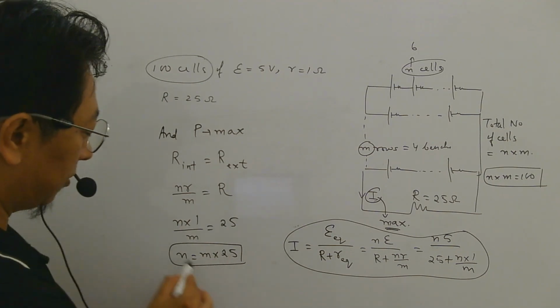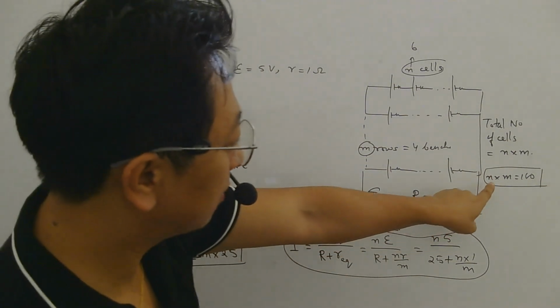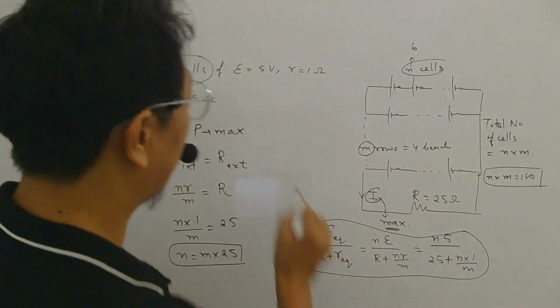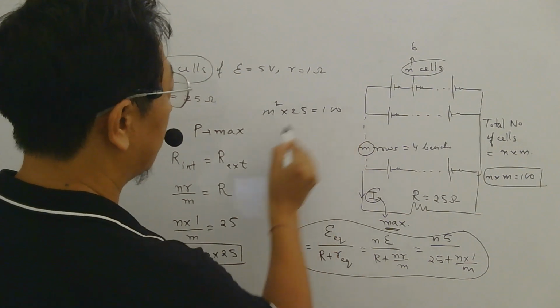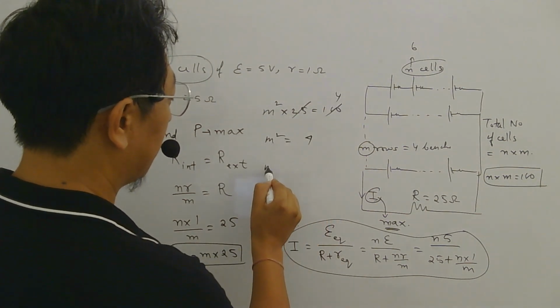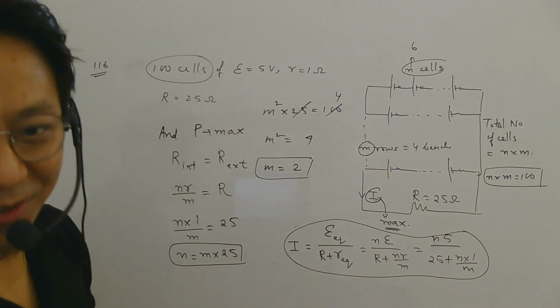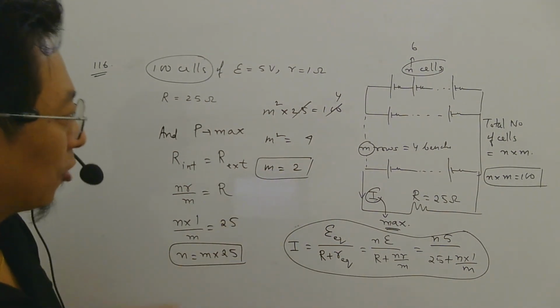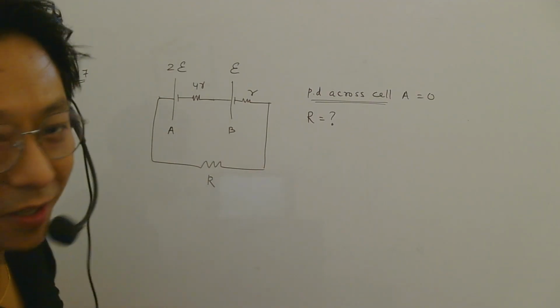Now we will substitute this N in this equation. Okay, so N is M into 25, substitute here M into 25. So you will get M square into 25 equals 100. So M square will be 4, 25 4s are 100, M will be 2, square root of 4. Minus solution is not acceptable here, right? So how many rows are there? 2. Now let us see question number 170.